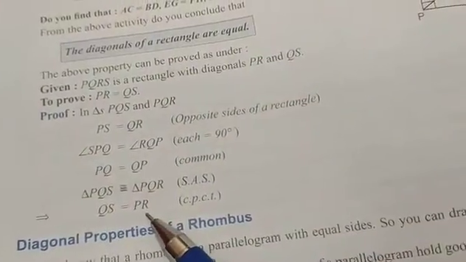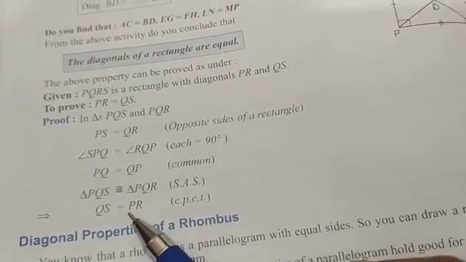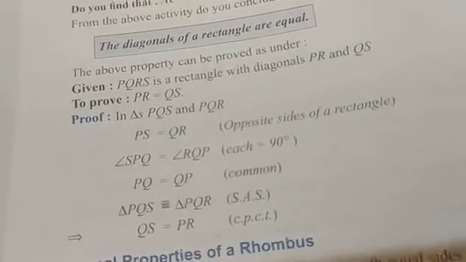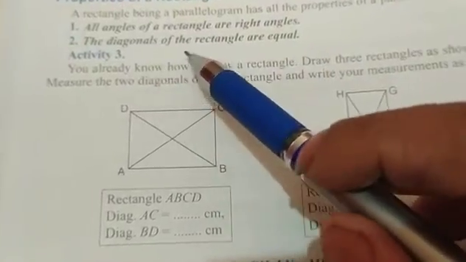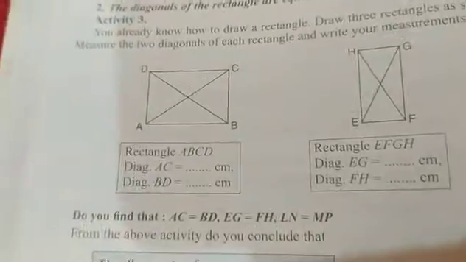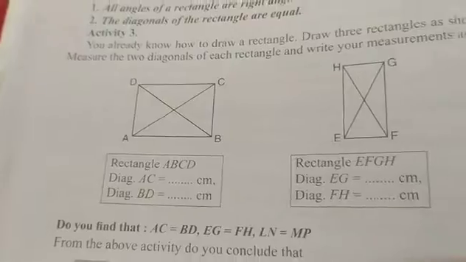QS is equal to PR, and the diagonals also bisect each other. See here, all angles of rectangle are right angles. The diagonals of the rectangle are equal and as well as they bisect each other. It is not mentioned in your book, but just remember it, they bisect each other.